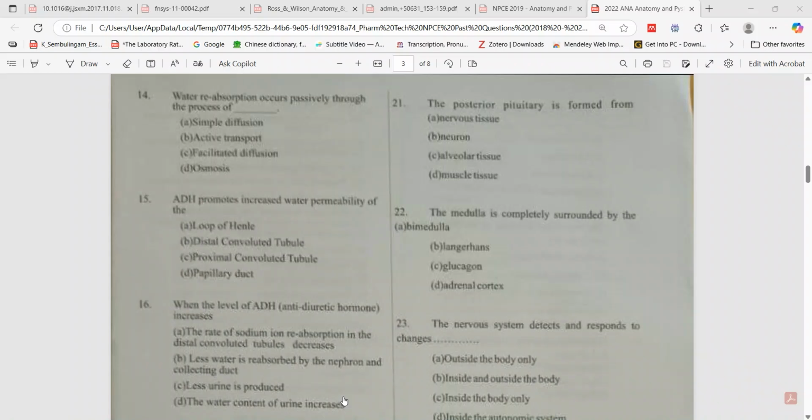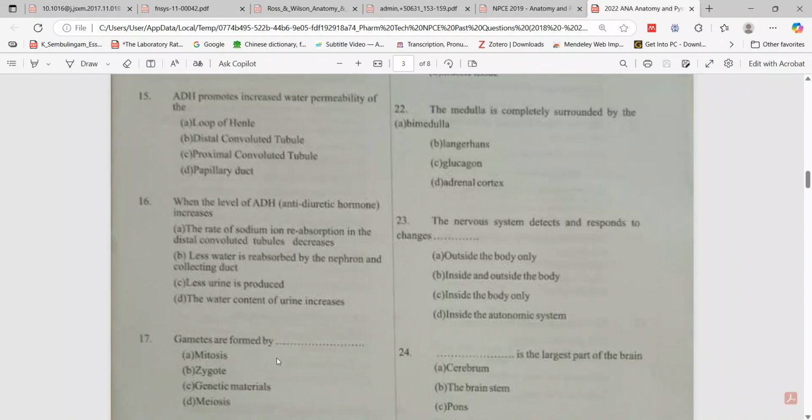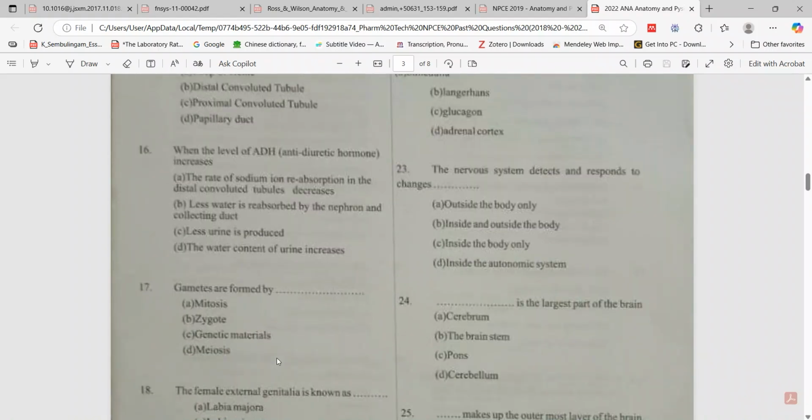What was the answer to question 16? When the level of ADH increases. What was another name for ADH? Vasopressin. So what happens when the level of ADH increases? Urine decreases. Excellent. Yes, less urine is produced.